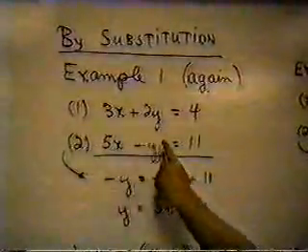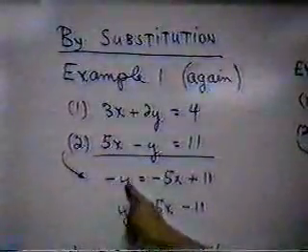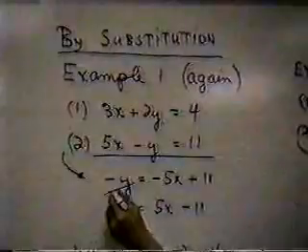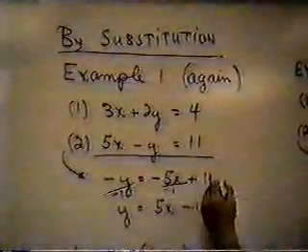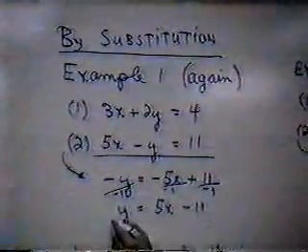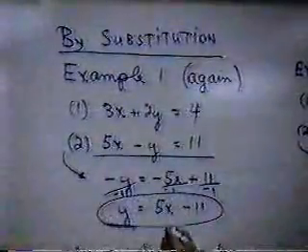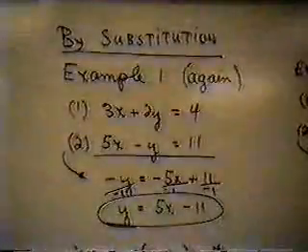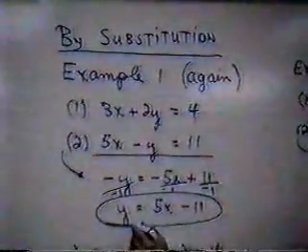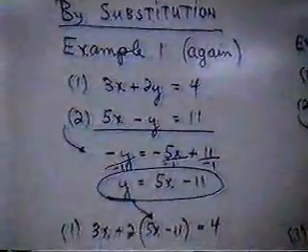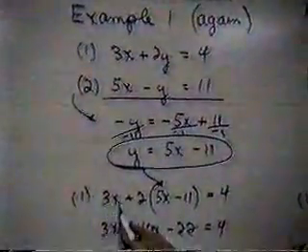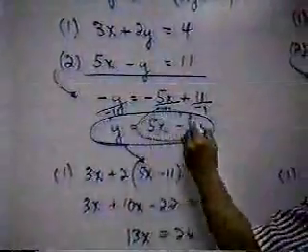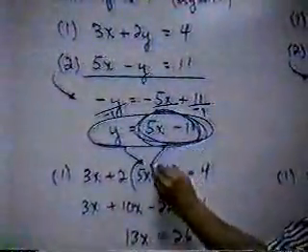So I'll move the 5x across, so I get a minus y is equal to a minus 5x plus 11. So I will now divide by minus 1, dividing everything by minus 1. I now have y is equal to 5x minus 11. I now substitute that in the first equation where the y is. Remember, our first equation was 3x plus 2y equals 4. I now go substitute whatever y is, I put it where the y is.